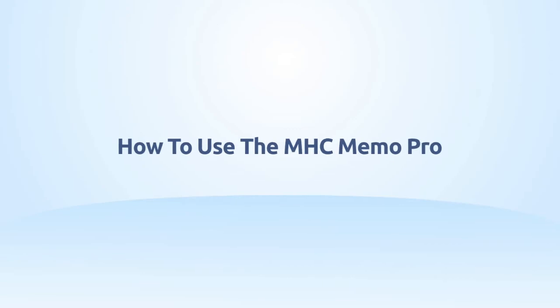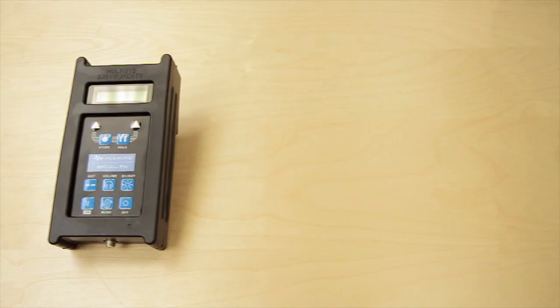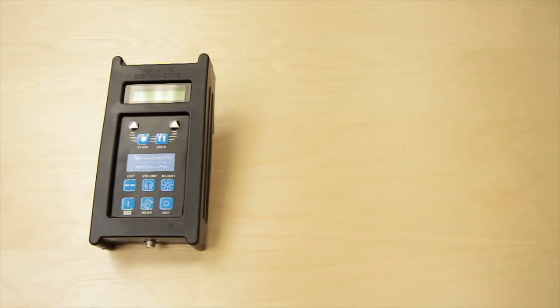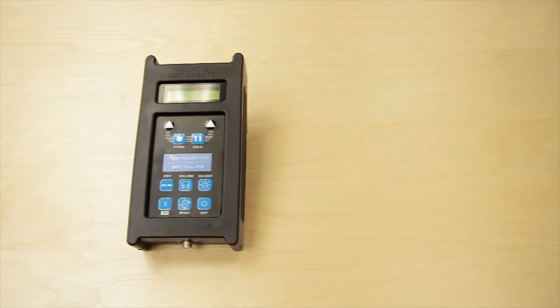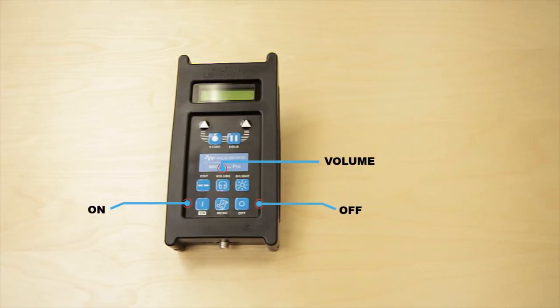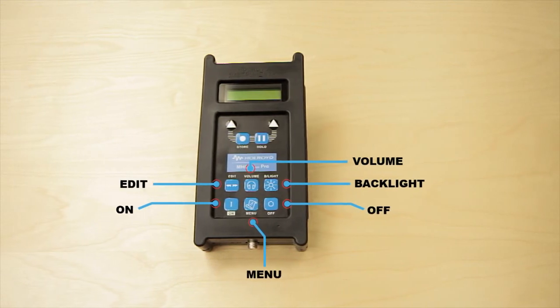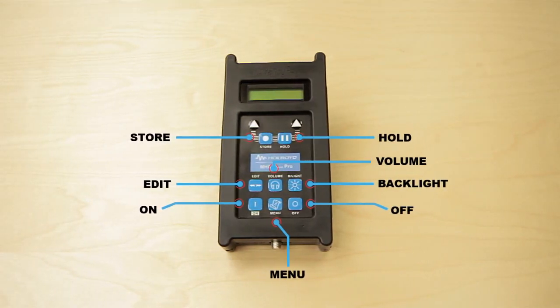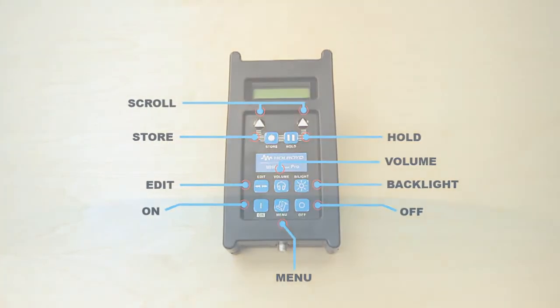How to use the MHC Memo Pro. The MHC Memo Pro has 10 control buttons on its keypad. On, off, volume, backlight, menu, edit, store, hold and 2 scroll buttons.